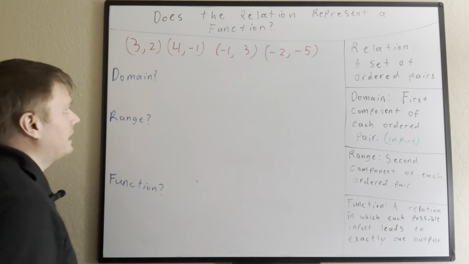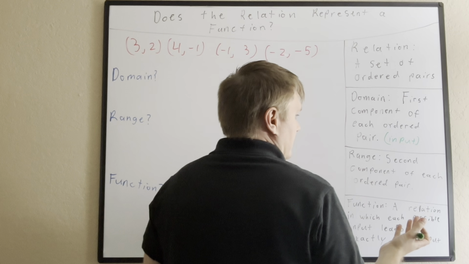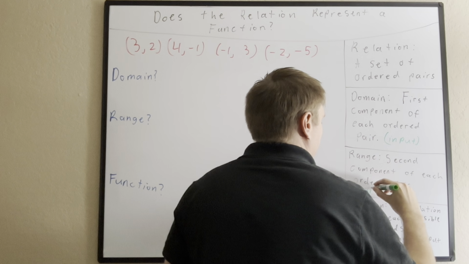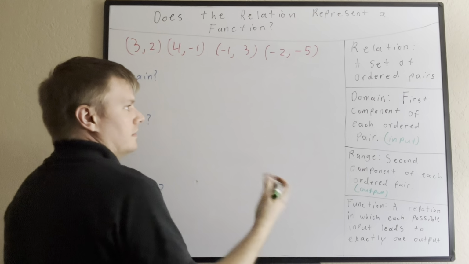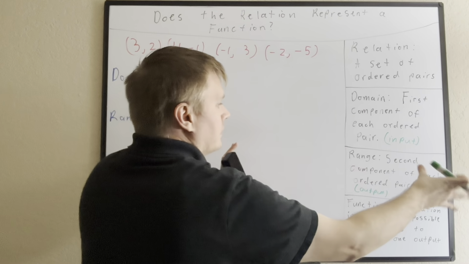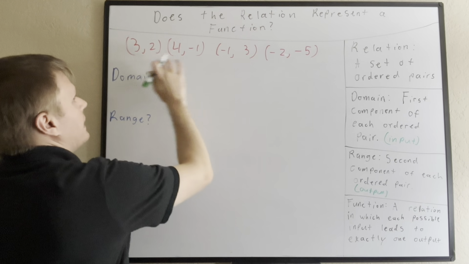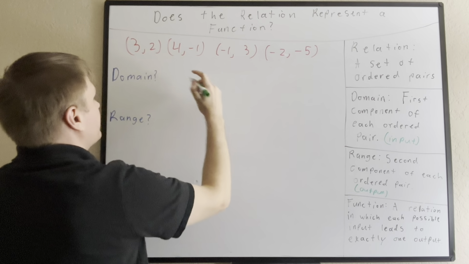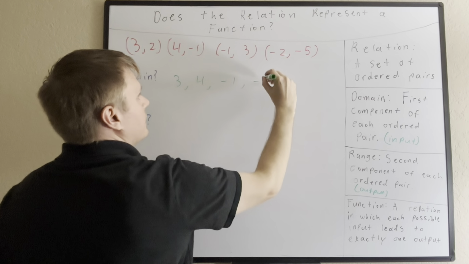Okay, well, if that's the domain, then what is the range? Range is the next thing we need to understand. That would be the output. Well, that was easy. We got input, output. It's like putting something into a machine and getting out something else. Or maybe the same thing comes out. Never know. So the domain of our relation here would be 3, 4, -1, and -2, right?